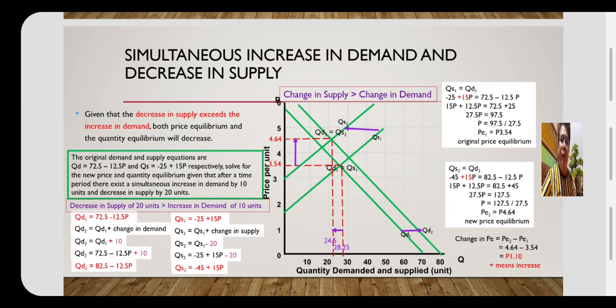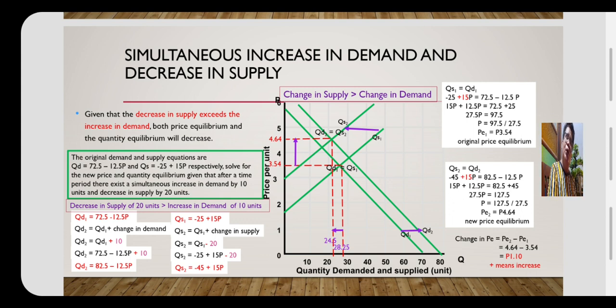Before we can proceed to solving for the price equilibrium, of course we have to derive the new demand equation and the new supply equation given their original equations and the change in demand and the change in supply. To derive the new demand equation, we have to add the change in demand to the original demand equation. The change in demand is an increase of 10 units, so we will introduce plus 10. Adding this to the original demand equation of 72.5 minus 12.5P, the new demand equation is 72.5 minus 12.5P plus 10. Simplified, the new demand equation is 82.5 minus 12.5P.